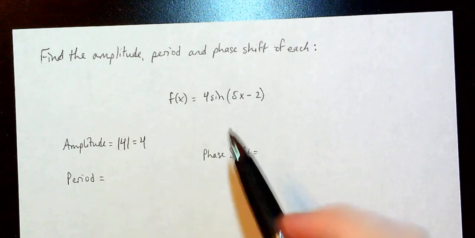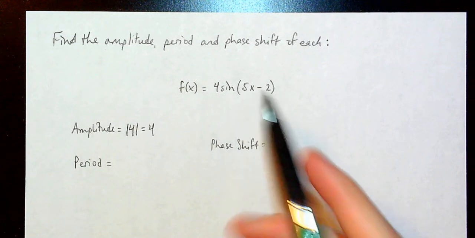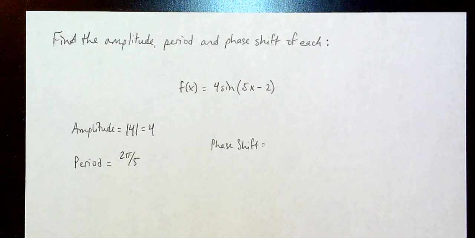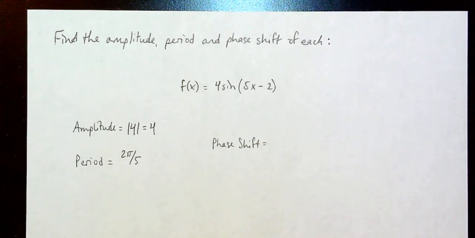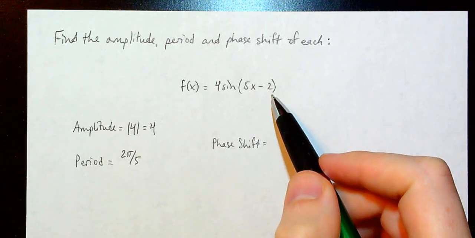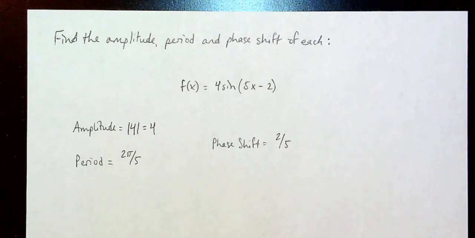Our period was 2 pi over B. We said that our B value was this number right here, so it's 2 pi over 5. And then the phase shift, if we have one. Again, the phase shift was C over B. We said that our C was positive here, and obviously that number is 2. So it's going to be a positive 2 divided by 5. So our phase shift is a positive 2/5.